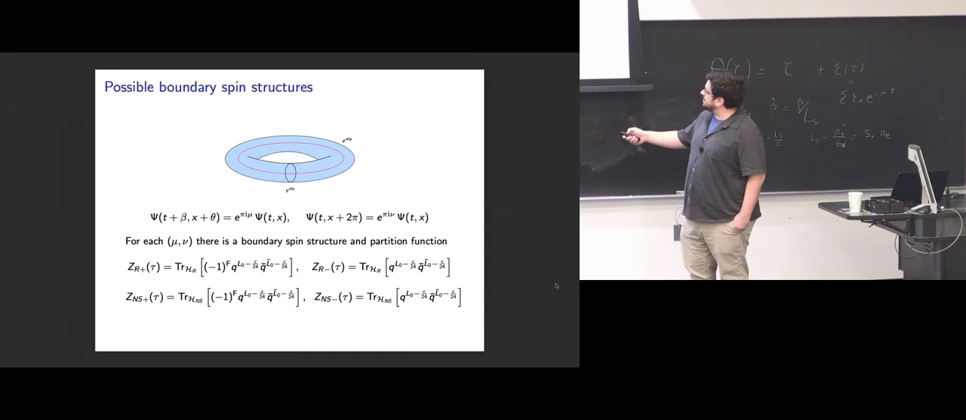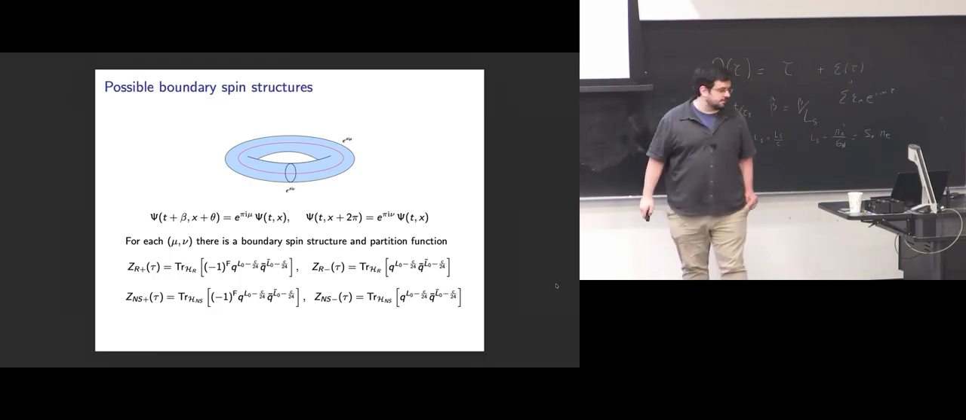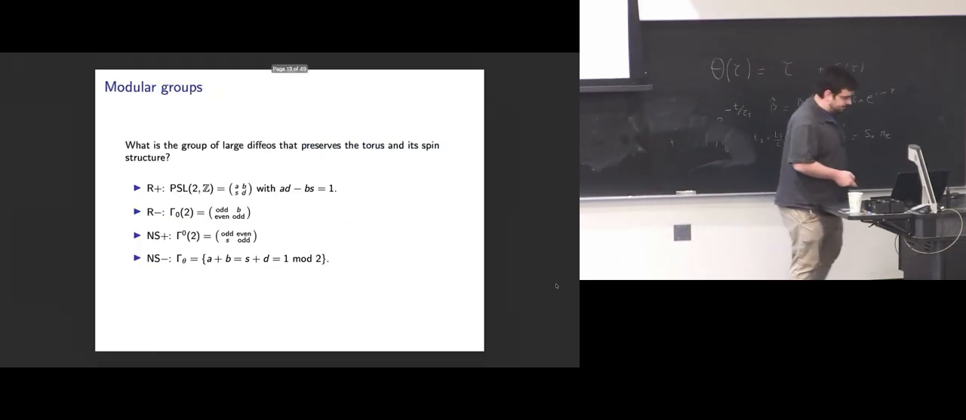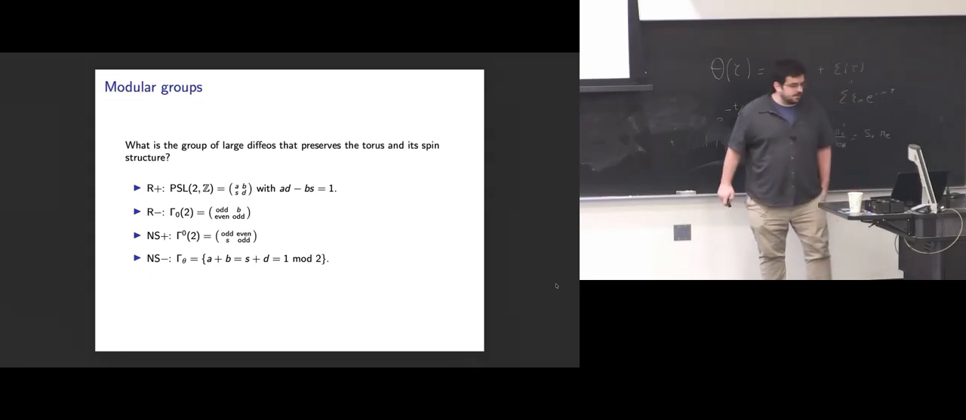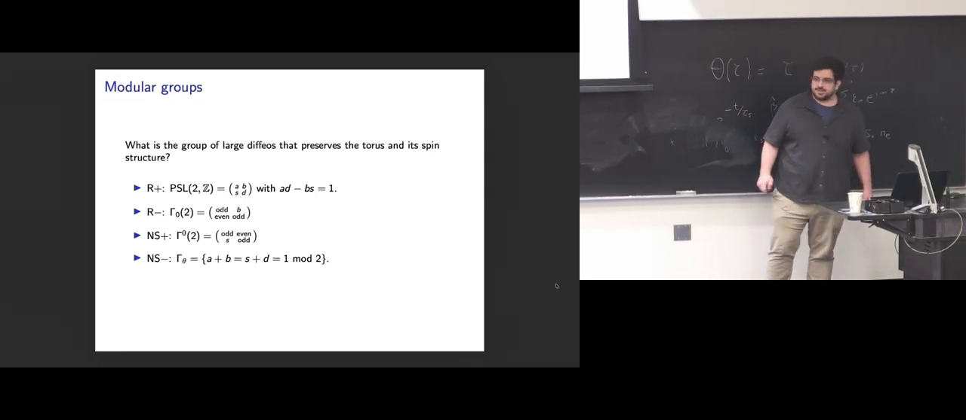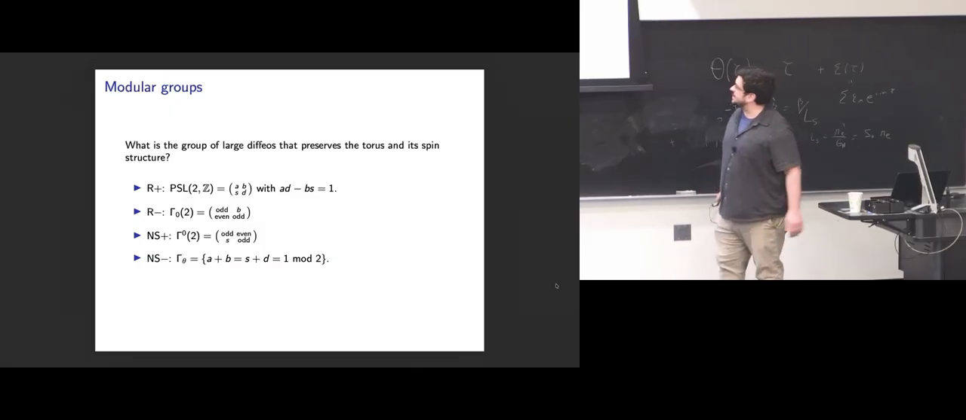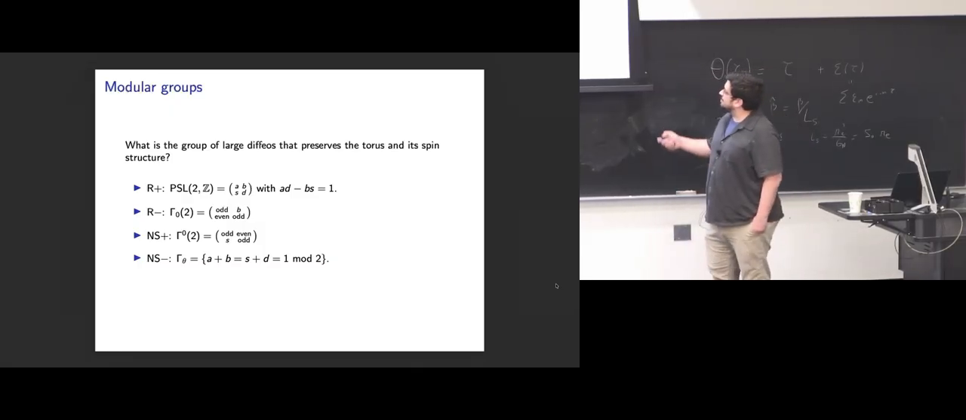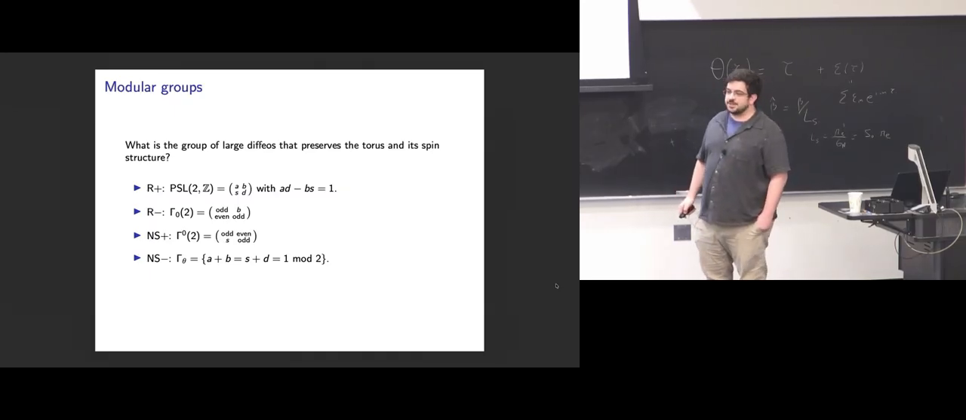And these 4 spin structures, on the boundary, are traces over either the Ramond or NS Hilbert spaces, and either with insertion of (-1)^F or not. So the first question one has to ask is, what is the group of large diffeos that preserves the torus and the spin structure? This is very simple, but just to remind you, for example, if you pick the boundary condition to be R+, any large diffeo will preserve the spin structure.